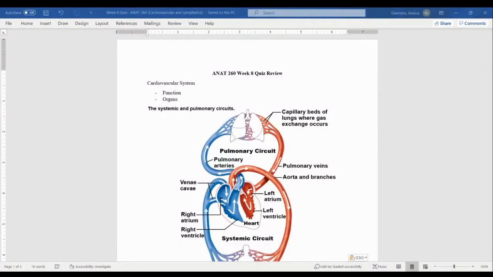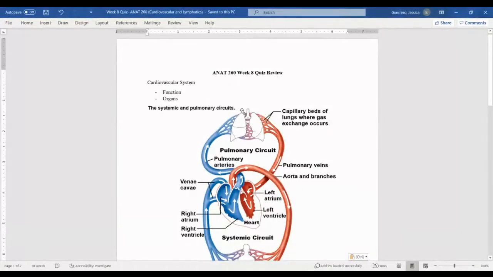I'm going to review us for the week 8 anatomy quiz. The topics are the cardiovascular system and lymphatics. I've already done some pre-work on this review to get it set up. I put cardiovascular system. Remember, with every system, we need to know the functions of it and the organs associated.